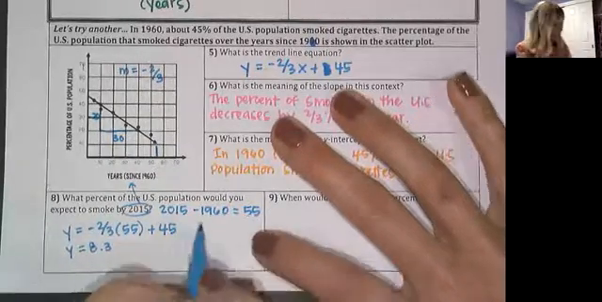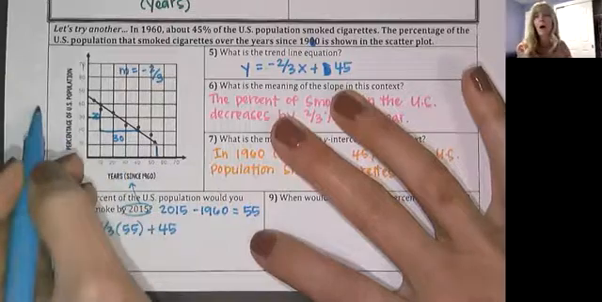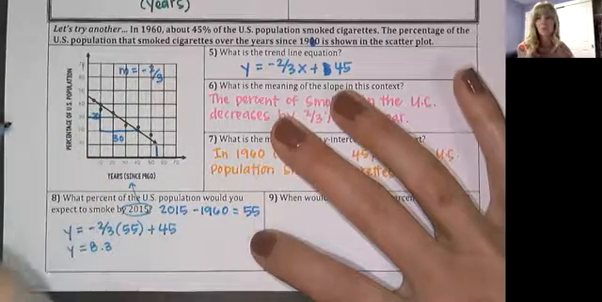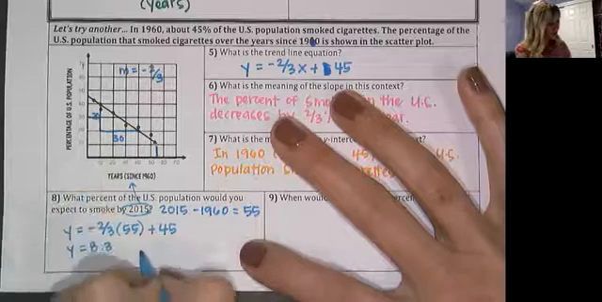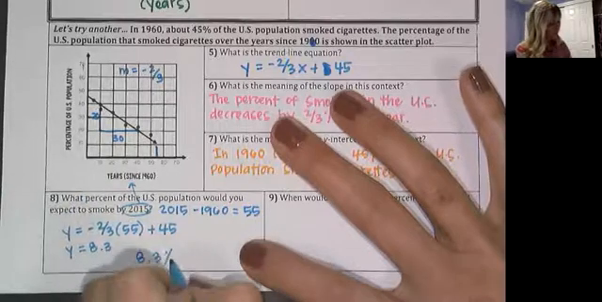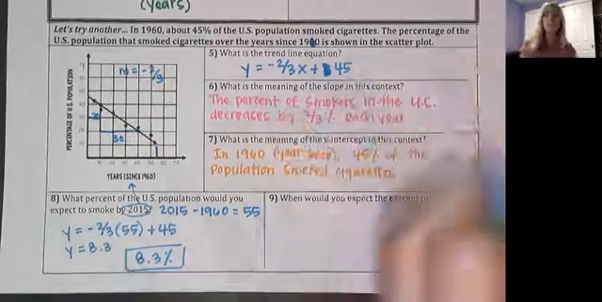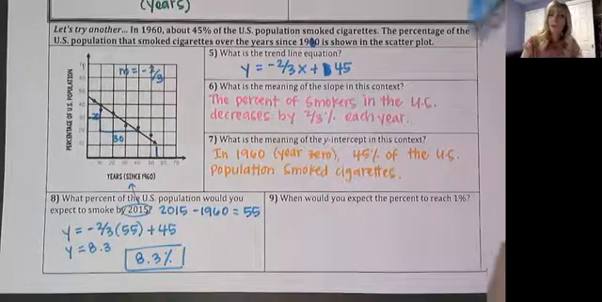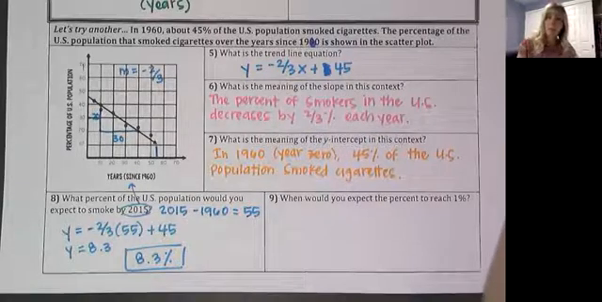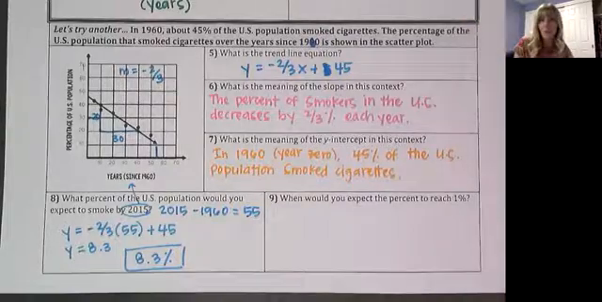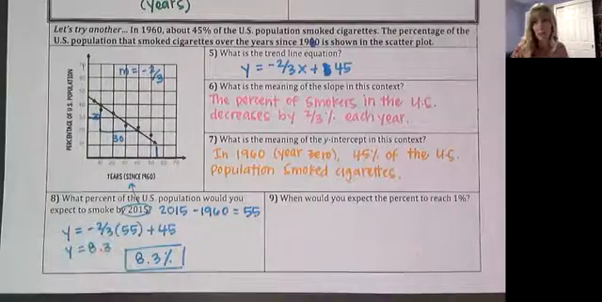So I just used x to figure out y, which in this situation was percent of US population. So according to this trend line, by 2015, and it's something we should be able to look up, I guess, since 2015 has happened 5 years ago, about 8.3% of the US population smoked cigarettes. Okay, that's according to our trend line if this pattern continues.